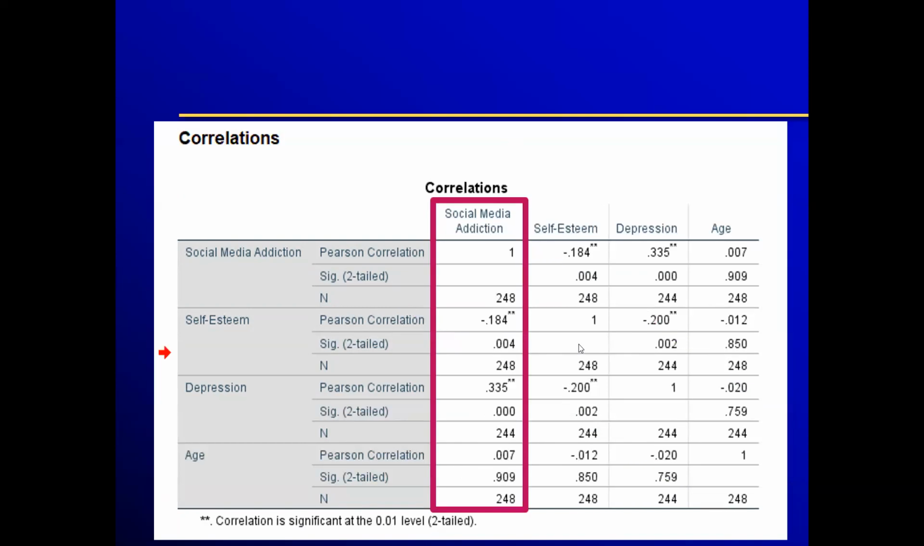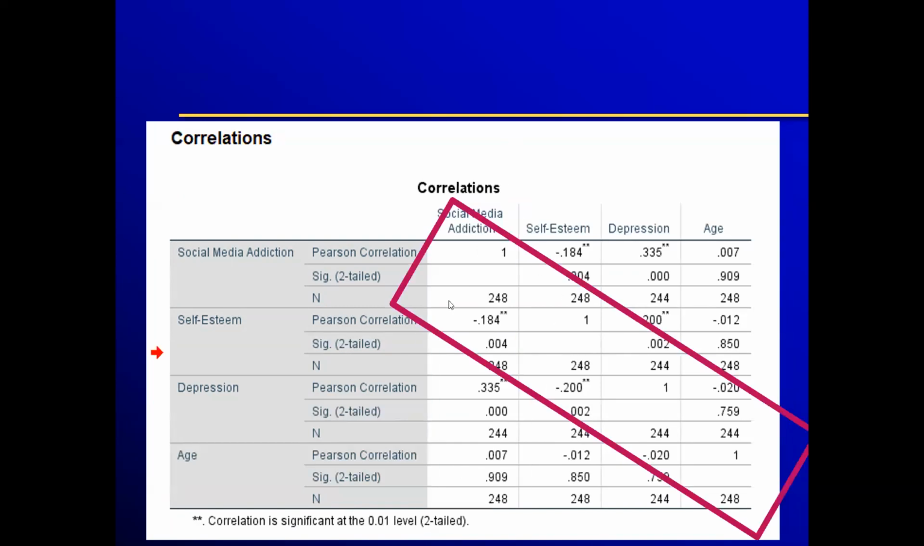And that means two things. First off, you may have noticed these weird ones. There are boxes that just say one and nothing else. What that means is there's a perfect correlation between social media addiction and social media addiction. There's a perfect correlation between self-esteem and self-esteem, because they're just the same exact numbers. So the correlation would just be one.